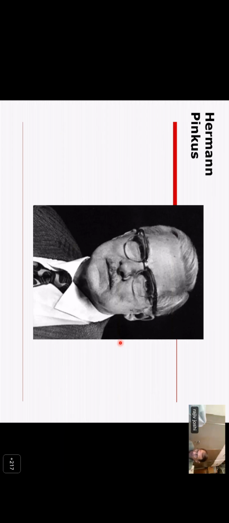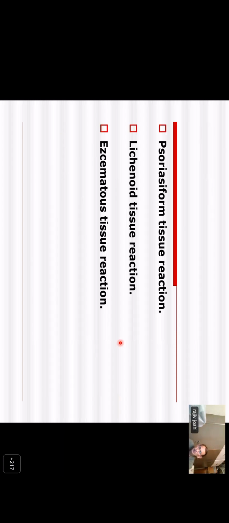Hermann Pinkus, he was actually from Germany. He started describing the patterns. So he talked about the psoriasiform tissue reaction, lichenoid tissue reaction, eczematous tissue reaction. So this was in the 50s and the 60s, 1950s.